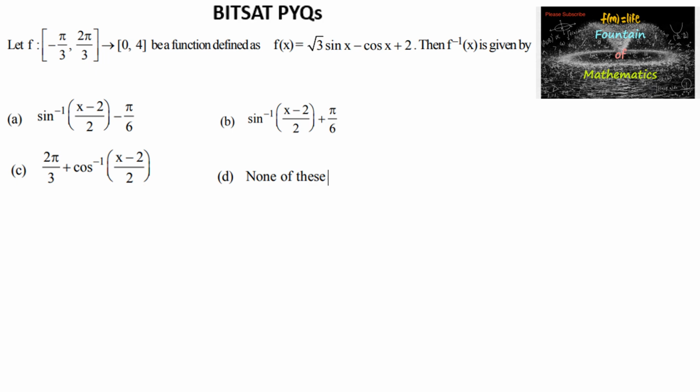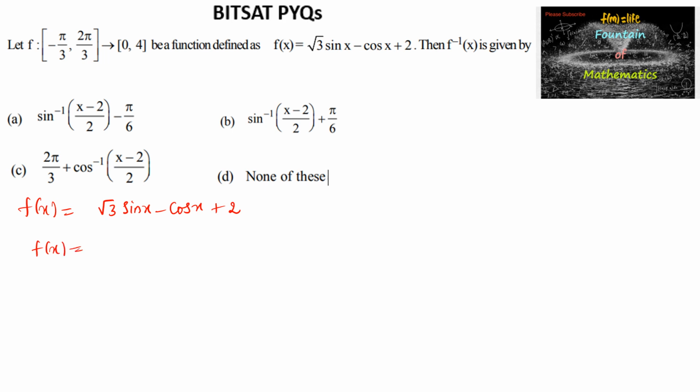Given function f of x is equal to root 3 sin x minus cos x plus 2, and we need to find the inverse of this function when f is defined from minus pi by 3 comma 2 pi by 3 to 0 to 4. Let us simplify this function.